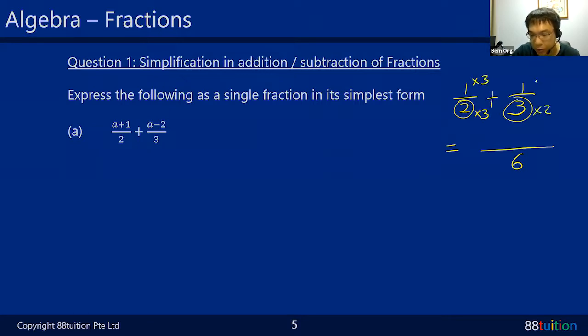Down here must times 2, on top must times 2. Why? Equivalent fraction. 1 times 3 is 3 plus 1 times 2 is 2, and therefore your answer is 5/6. Do you remember how to add fractions or not? Some of you forgot. How do you add fractions?